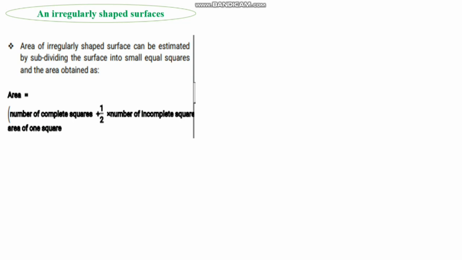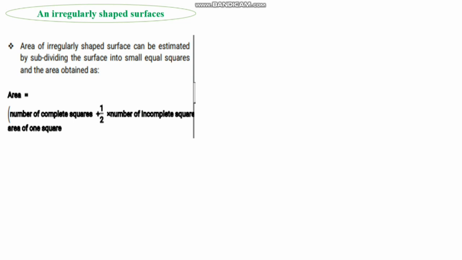The next one is the area of irregular shaped surfaces. In most cases we have irregular shaped objects like a piece of stone, and we need to calculate the area of that one, or another surface that is irregular. Let us first see how we can calculate those areas.